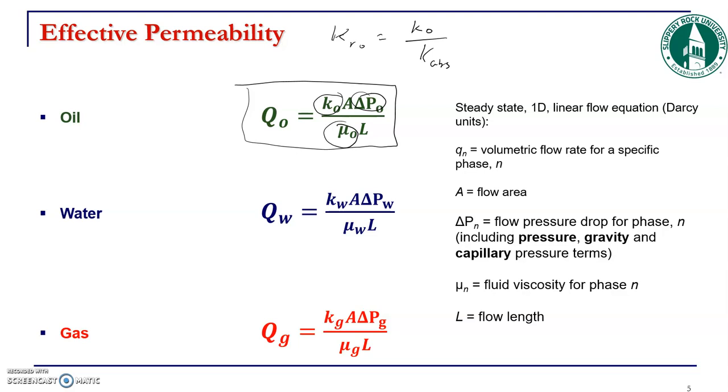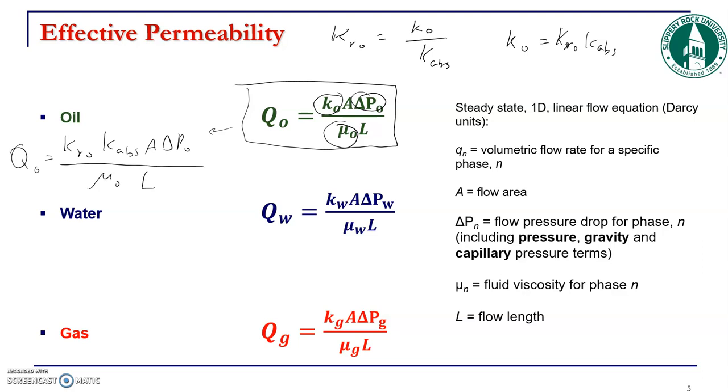Now, based on the relative permeability equation, k_o is equal to k_ro multiplied by absolute permeability, right? So instead of k_o, you can substitute the equation which involves the relative permeability, and that equation becomes k_ro times k absolute times A times delta P_o over mu_o L.